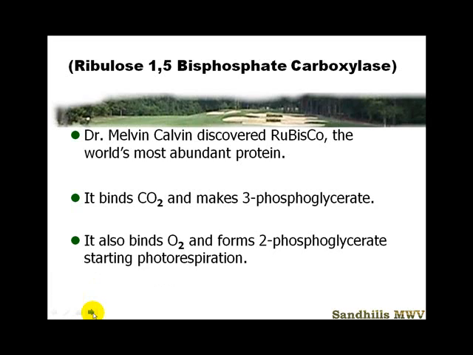If it grabs CO2, it makes 3-phosphoglyceraldehyde. If it grabs O2, it forms 2-phosphoglyceraldehyde. 2-PGA is not adding anything. So it's like the protein is blind.